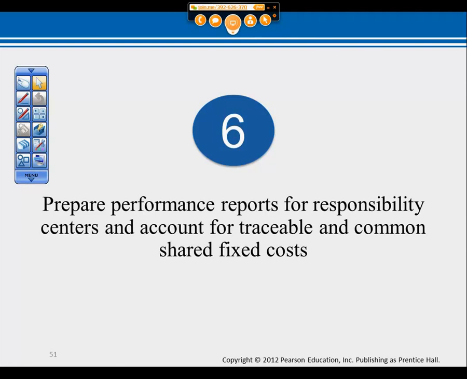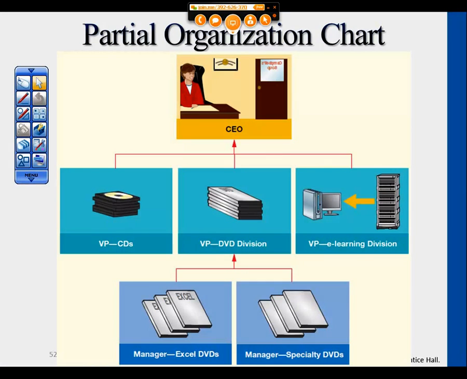Okay, let's start here. So what do we see here? This is your partial organizational chart. We have different information coming to the CEO. So let's look at what's happening here. We'll be talking again today about the Smart Touch company.